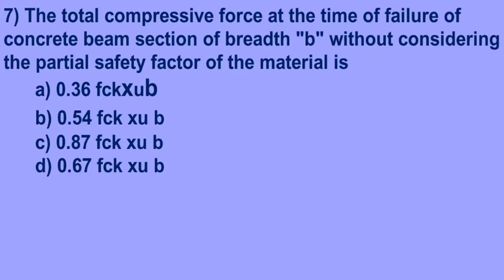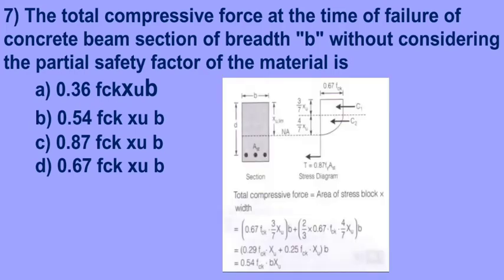Seventh question. The total compressive force at the time of failure of concrete beam section of breadth B without considering the partial safety factor of the material is option A 0.36 fck xu b, option B 0.54 fck xu b, option C 0.87 fck xu b, and option D 0.67 fck xu b. For answering this type of questions, we have to know to draw the stress diagram of concrete. Here, the total compressive force at the time of failure of concrete beam section is asked.